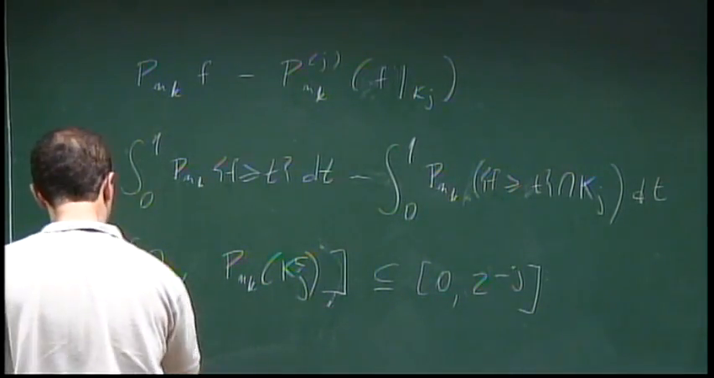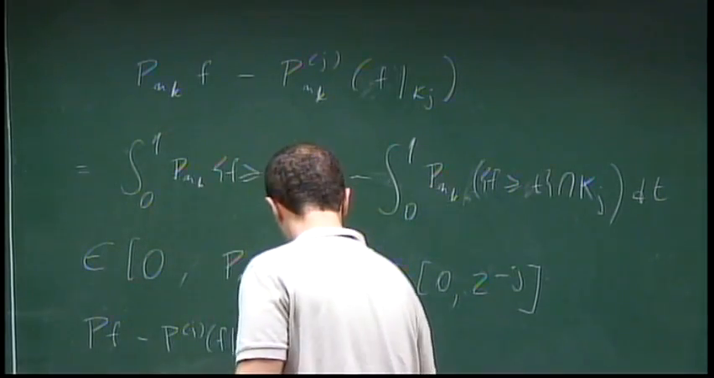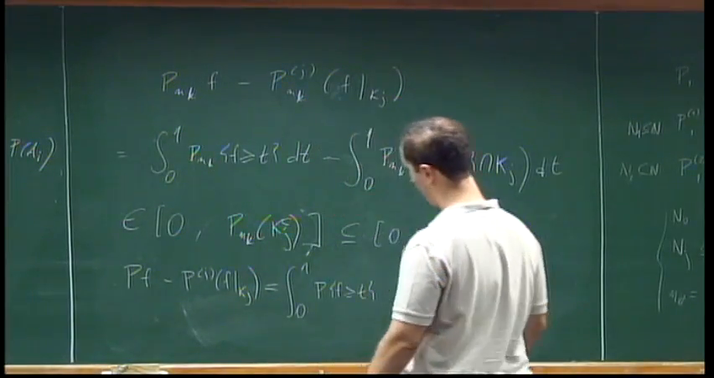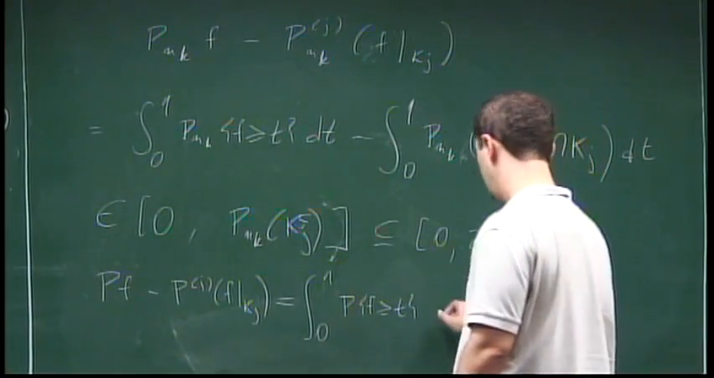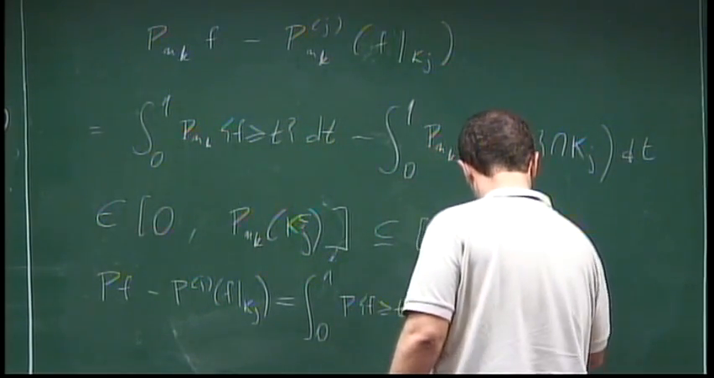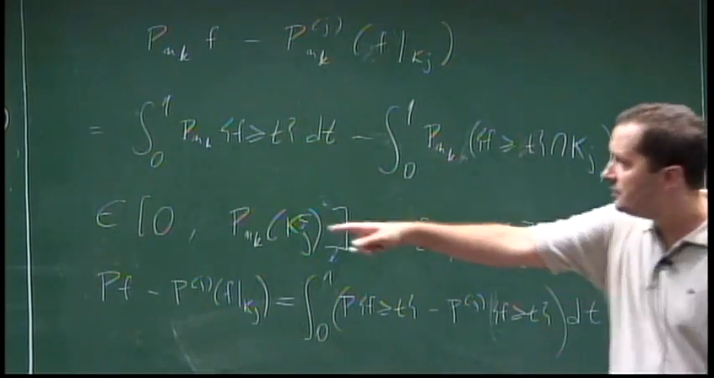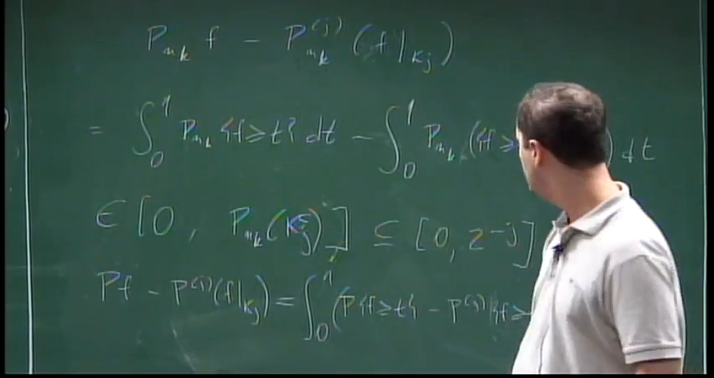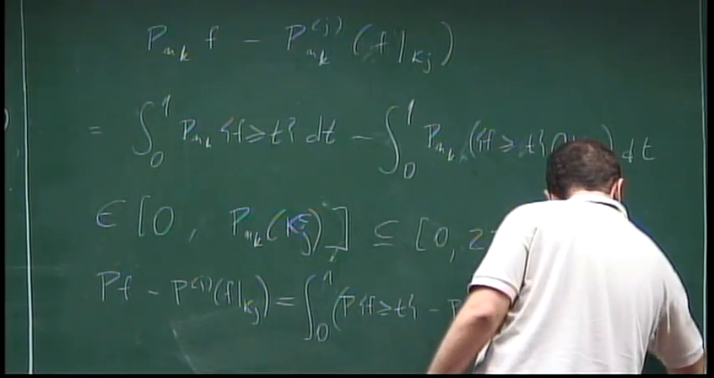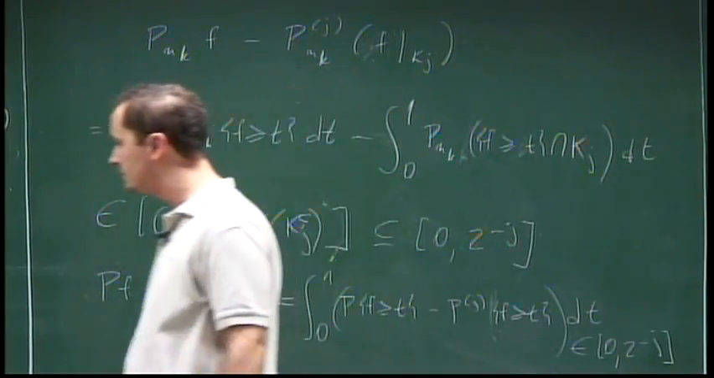So now for p_n f minus p_n of f restricted to K_j, I have something similar. I have an integral from 0 to 1 of the measure of {f greater than t} minus the measure of the restricted one, okay, it's less explicit, but let me put it like this. And now we can use that part 3 that I showed, right? Because this is less than 2 to the minus j. Well, this is certainly less than this, so this also belongs to 0 and 2 to the minus j. So now the argument is a pretty standard double limiting argument, right?